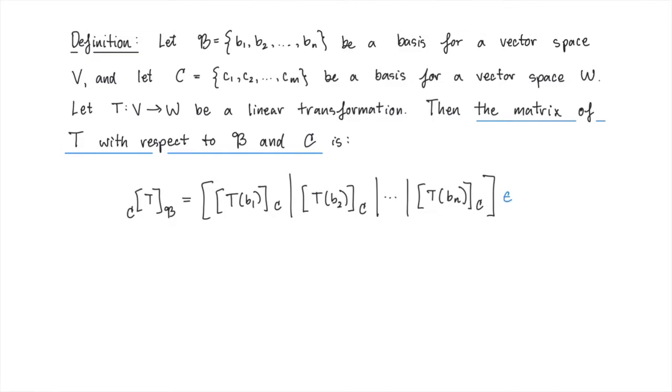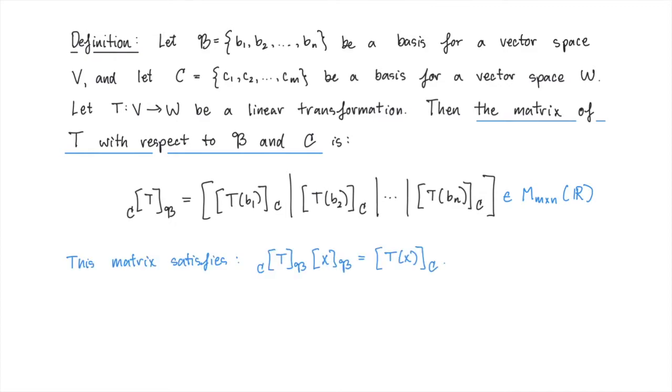This is a real m by n matrix, and it satisfies the following important identity. If x is an element of V, then the matrix of T from B to C times the B coordinate vector for x is equal to the C coordinate vector for T of x. Note that since this matrix is m by n, and the B coordinate vector for x is n by 1, this multiplication actually makes sense. Further, the C coordinate vector for T of x is actually m by 1. For the proof of this fact, or if this looks at all unfamiliar, see section 8.3 of the textbook.